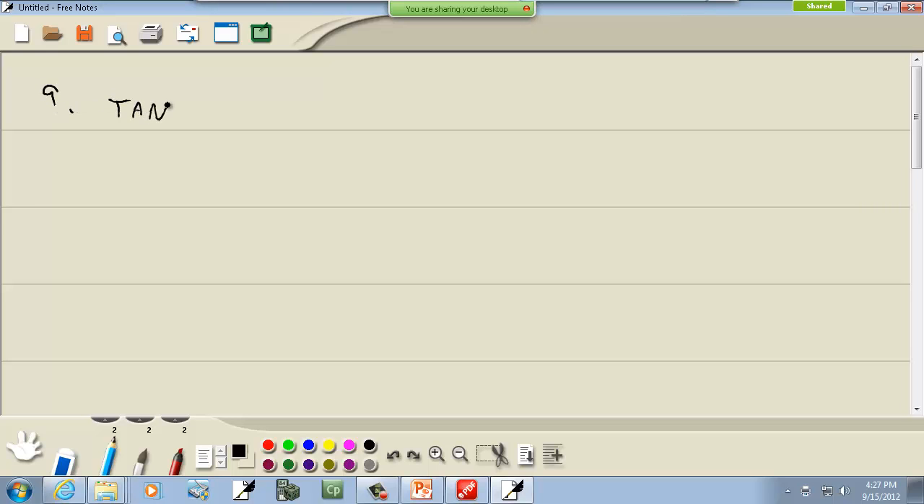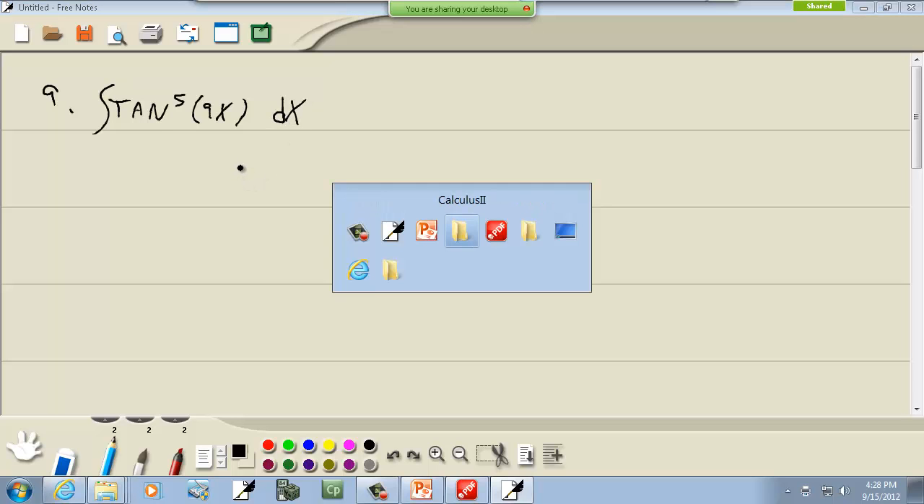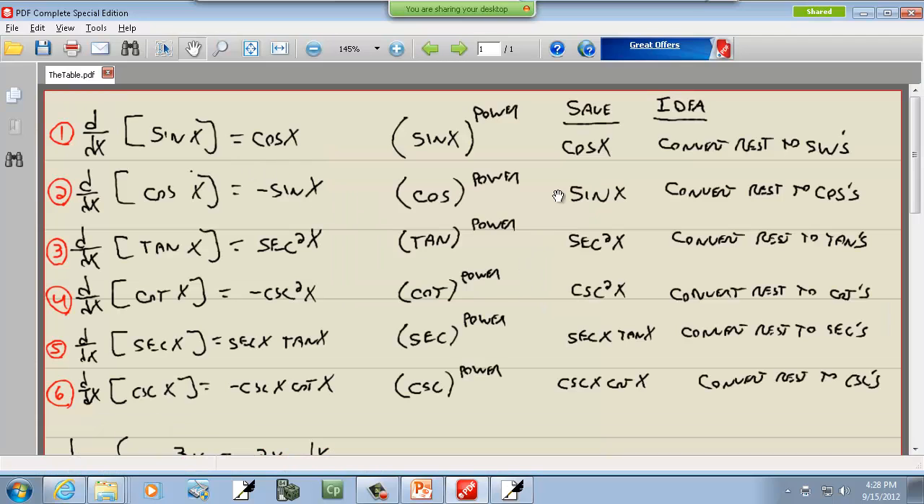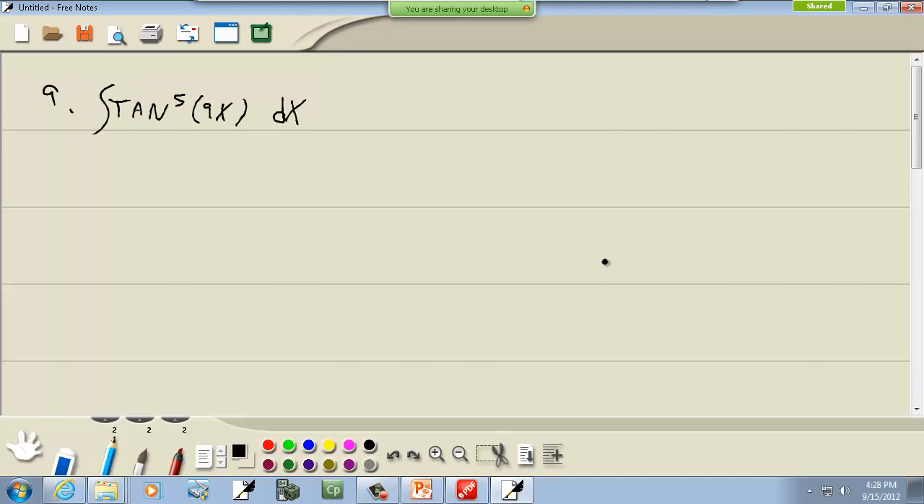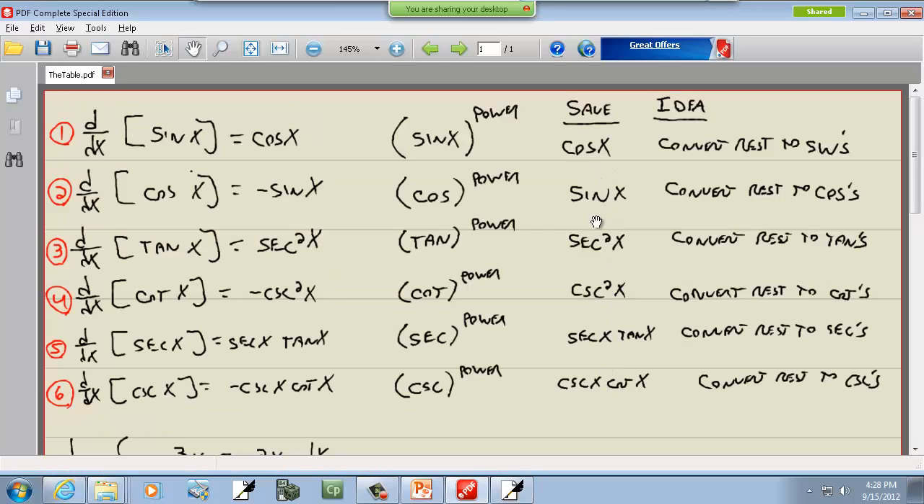Okay, so we got tangent to the 5th of 9x dx. Now there's nothing here, nothing here, nothing here. Now here, that's a possibility, but I would also need a secant. But I might actually get the secant. The only choice is this is the only one with a tangent in it. So let's save a tangent, and then convert the rest to secants.